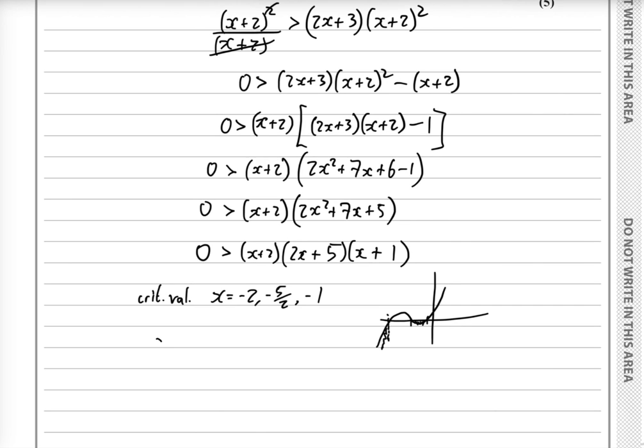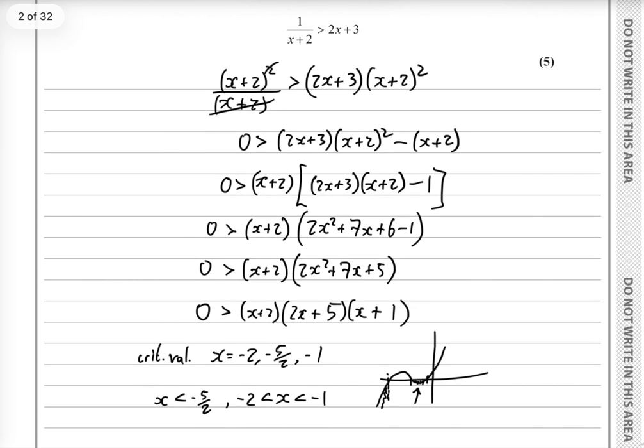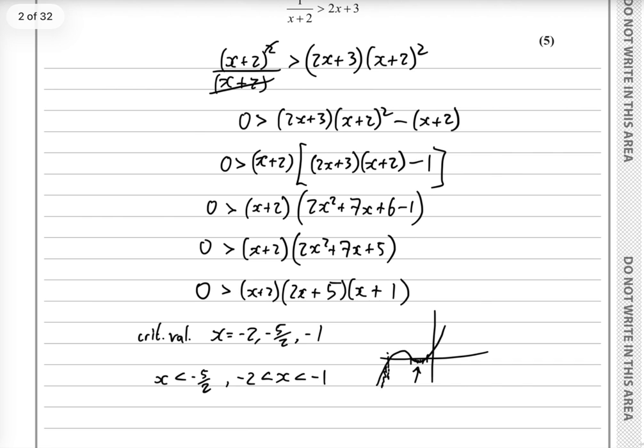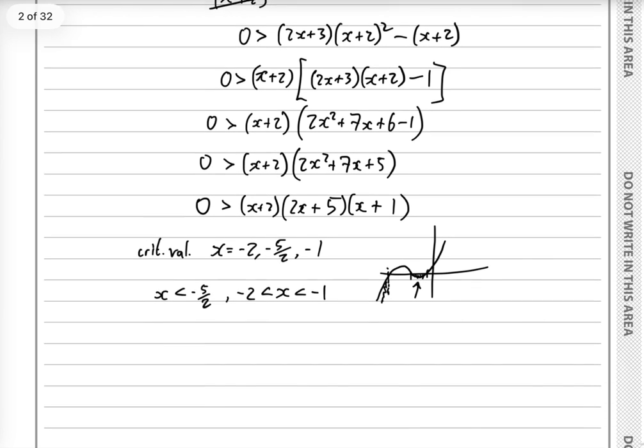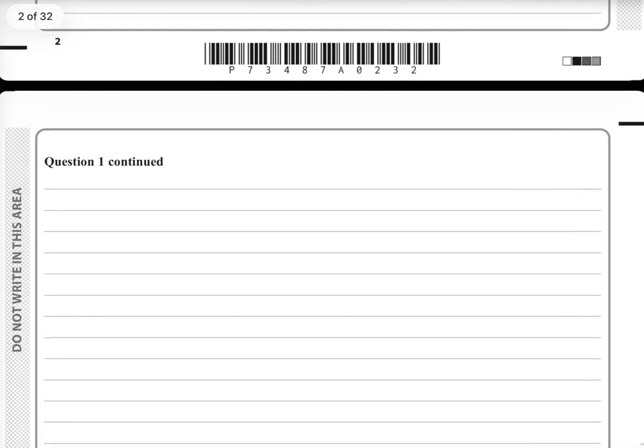That makes x less than minus 5 over 2, that first section. And then x is between minus 2 and minus 1 for the little bit here. And it's a strict inequality, so we don't need to worry about the fact that minus 2 wasn't allowed in the original inequality, because it's still not part of the answer. Moving on to question number 2.